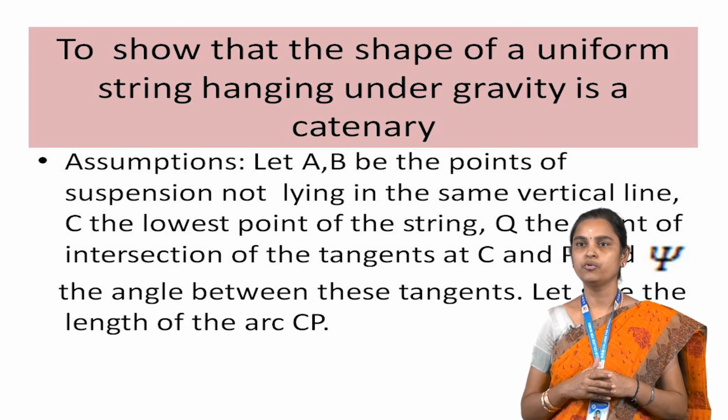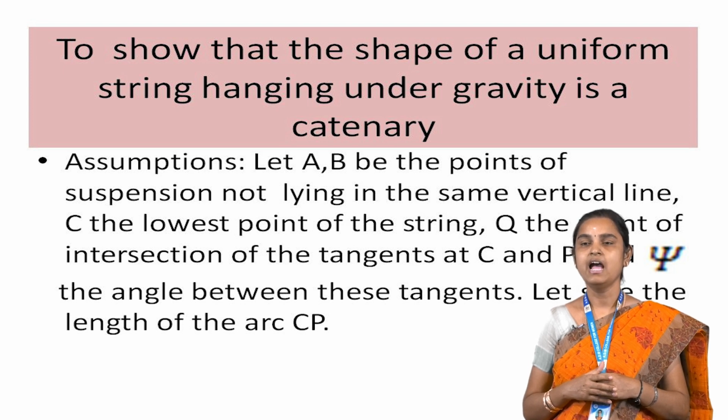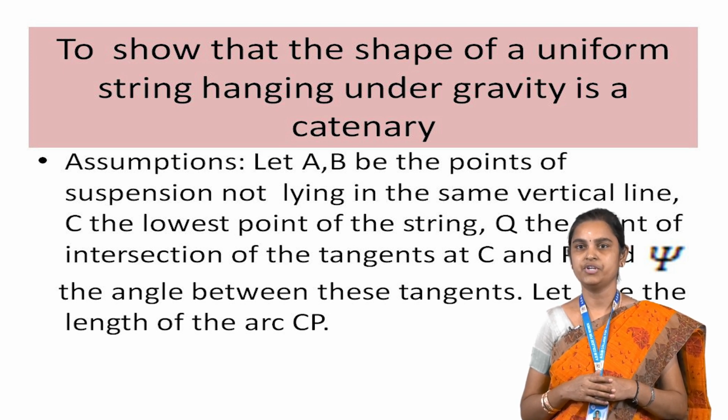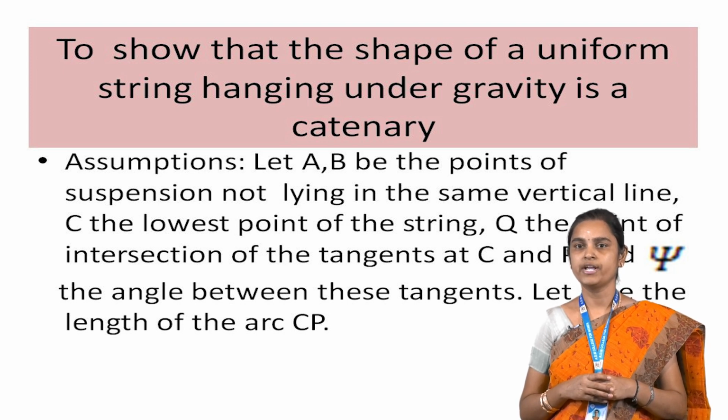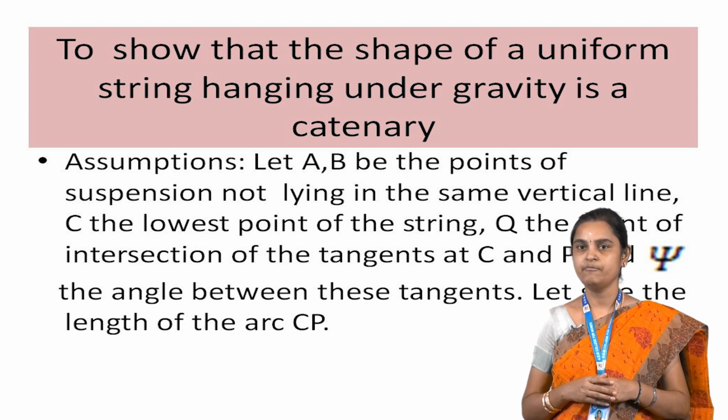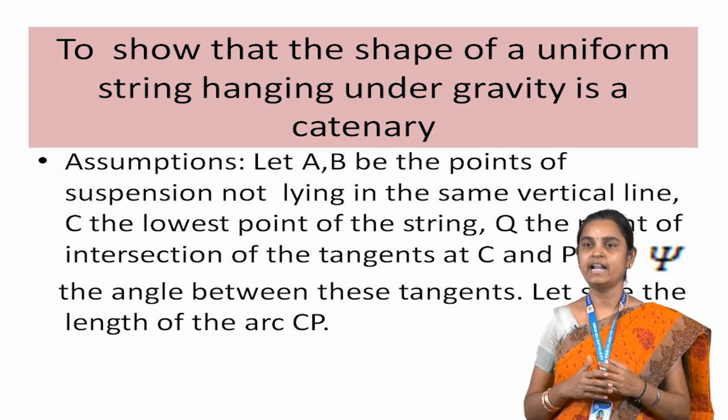So here we are going to prove that the shape of a uniform string hanging under gravity is a catenary equation. So we are going to the further assumptions. Let A and B be the points of suspension not lying in the same vertical line. C is the lowest point of the string. Q is the point of intersection of the tangents at C and P. And psi is the angle between these tangents. Let S be the length of the arc CP. Let us now clearly see diagrammatically.